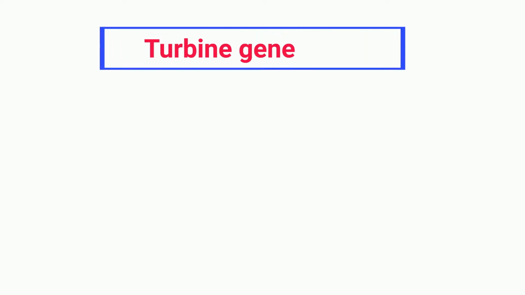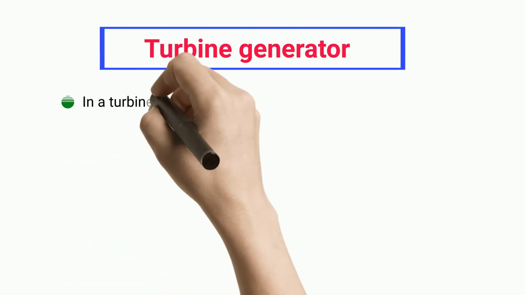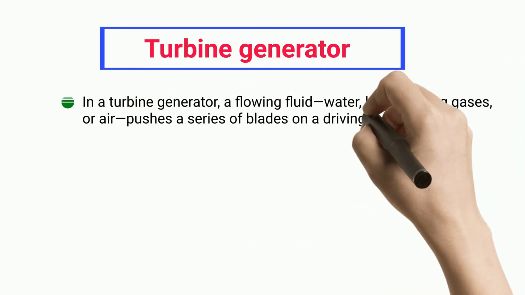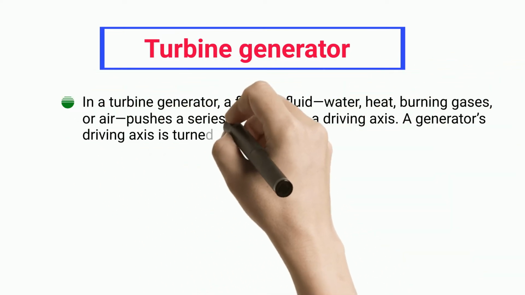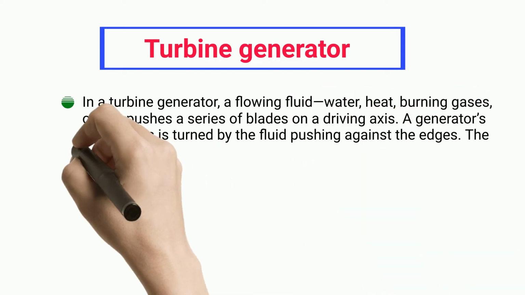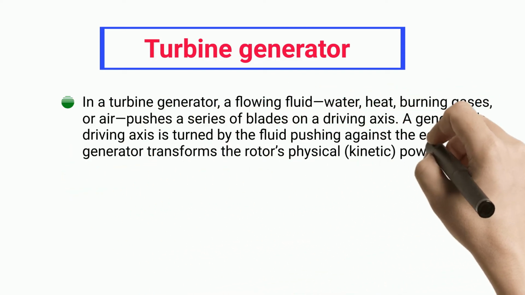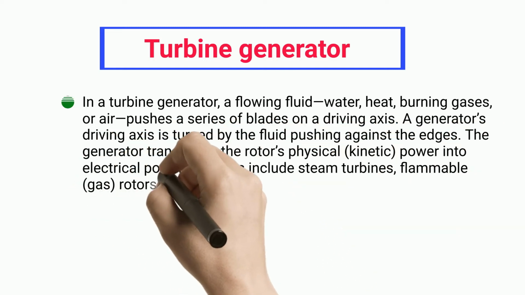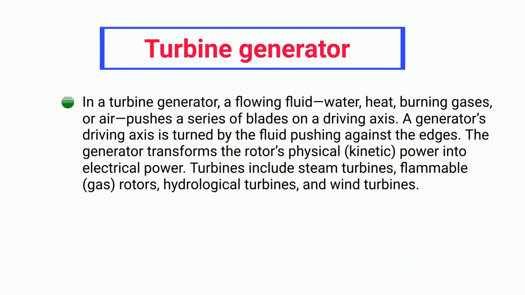Turbine generator. In a turbine generator, a flowing fluid, water, heat, burning gases, or air, pushes a series of blades on a driving axis. A generator's driving axis is turned by the fluid pushing against the edges. The generator transforms the rotor's physical, kinetic, power into electrical power. Turbines include steam turbines, gas turbines, hydrological turbines, and wind turbines.